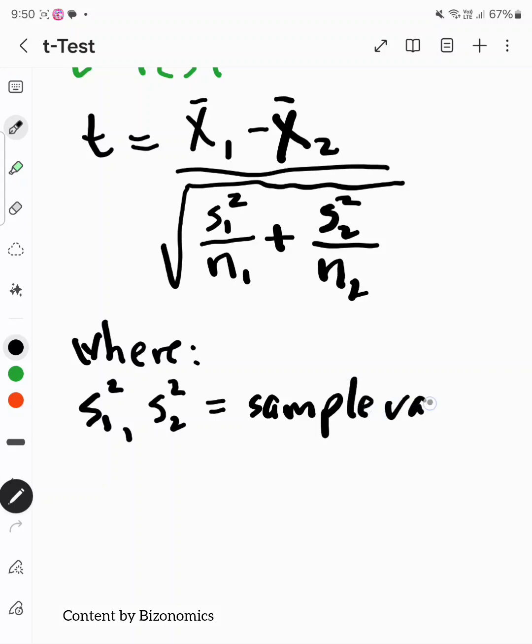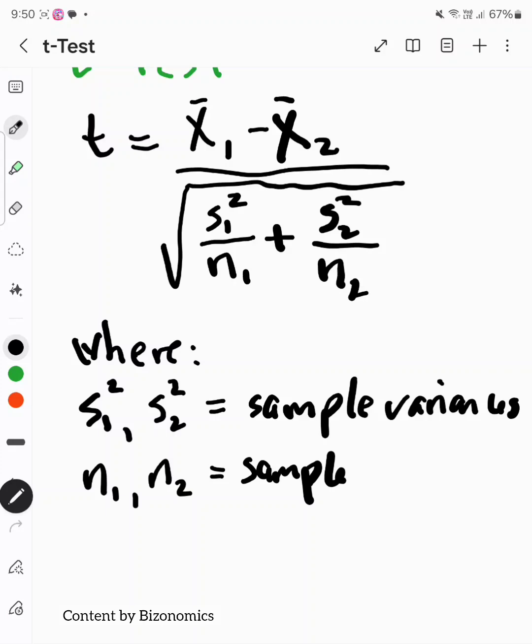Sample variances of the two groups, and then we have n1 and n2. These are the sample sizes of the two groups.